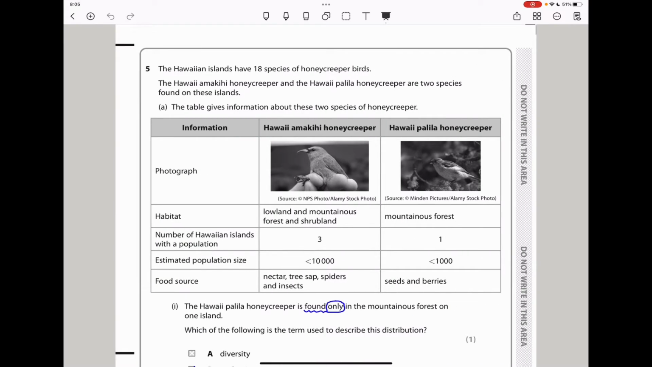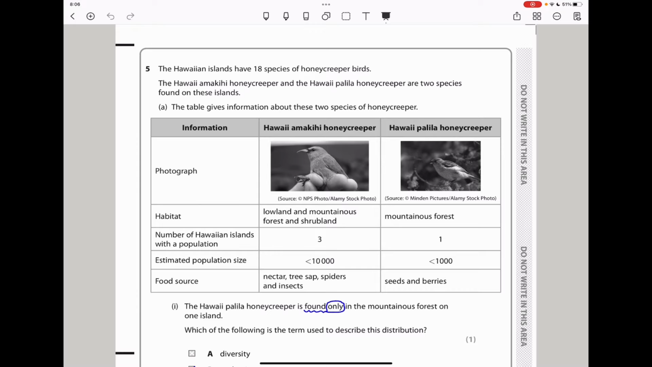It says, the Hawaiian Islands have 18 species of honeycreeper birds. They say the Hawaii Amakihi honeycreeper and the Hawaii Palila honeycreeper are two species found on these islands. The table gives information about these two species of honeycreeper. So they've given us the photographs for one. This is the Amakihi honeycreeper and this one is the Palila honeycreeper.